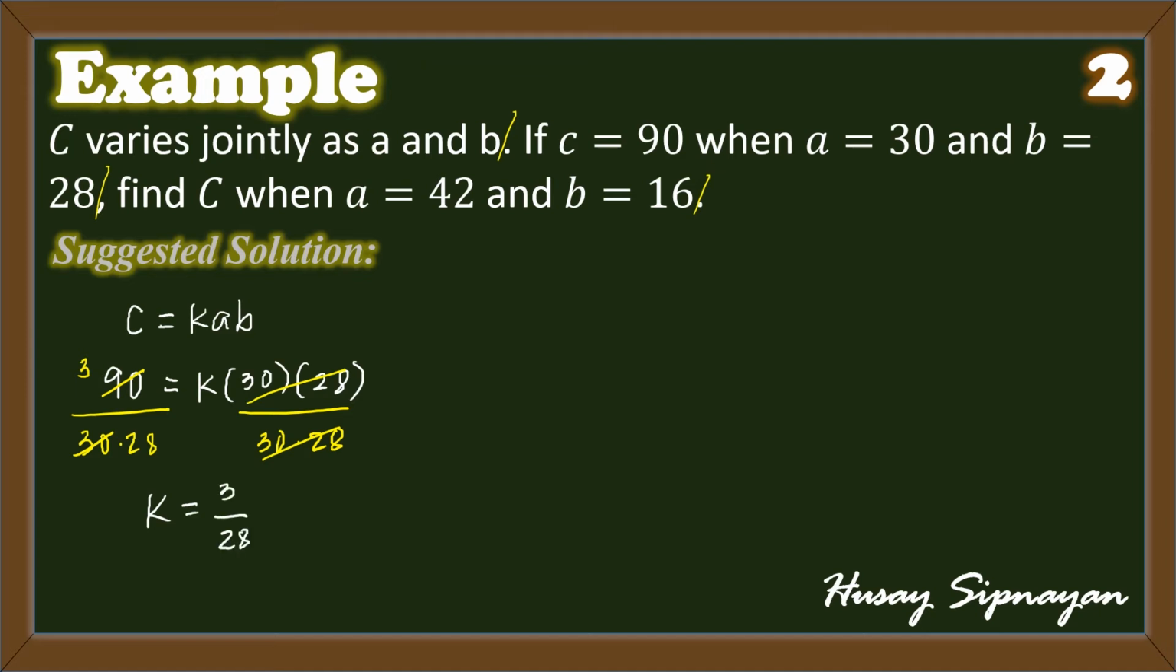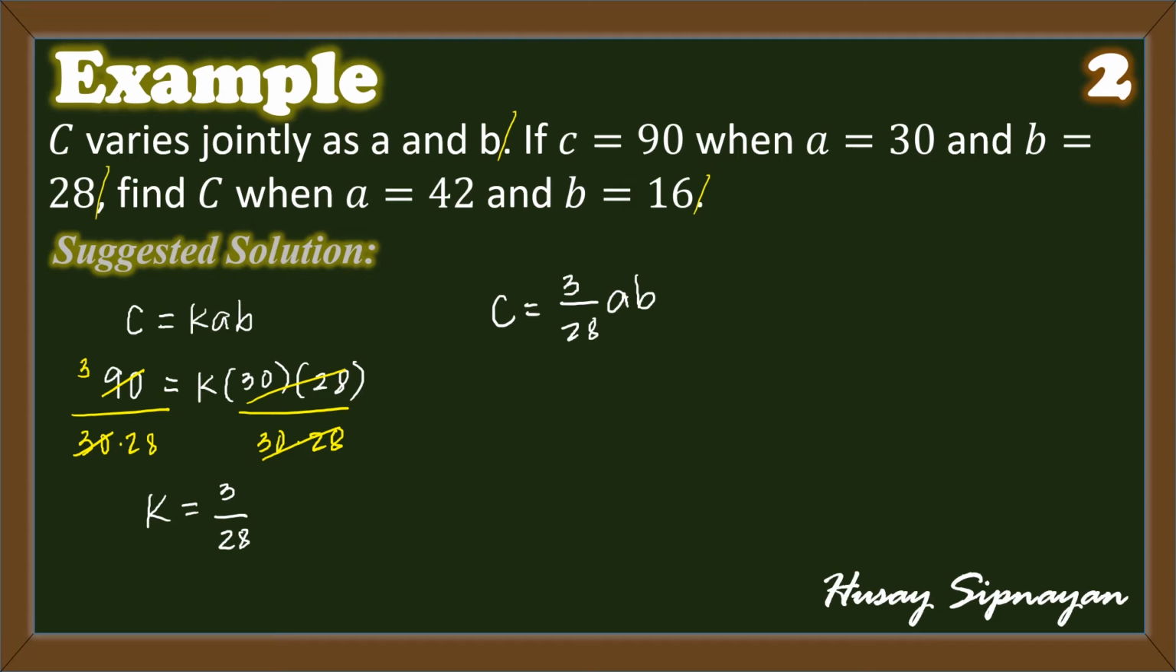Sunod, isulat natin ang equation of variation kung saan ilalagay na natin ang value ng k equals 3 over 28. Ang magiging equation of variation natin ay c is equal to 3 over 28 times a times b. Sa pangatlong part, isosolve natin ang required ng problem. Find c when a equals 42 and b equals 16.